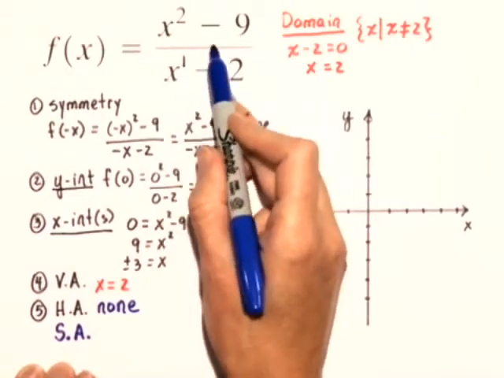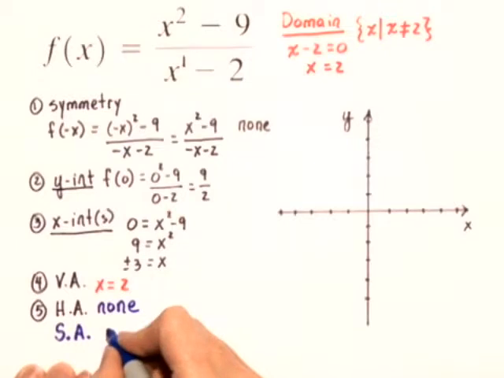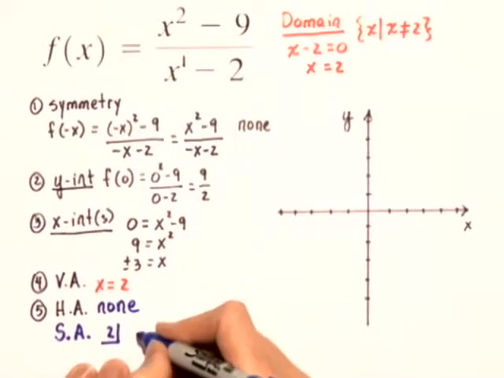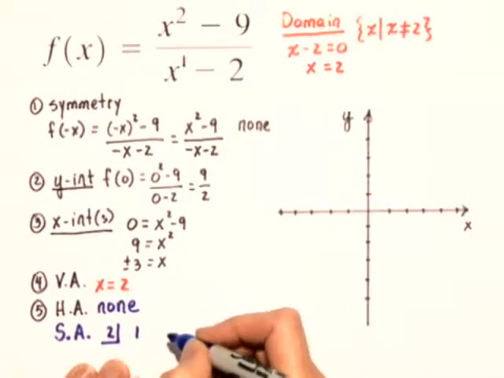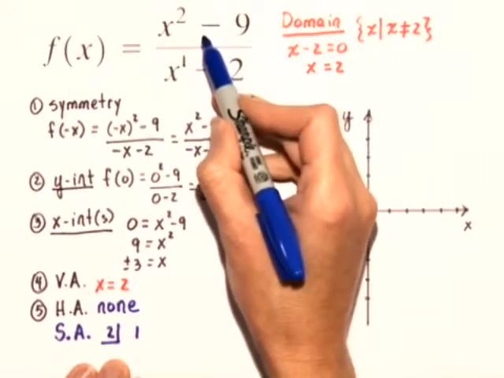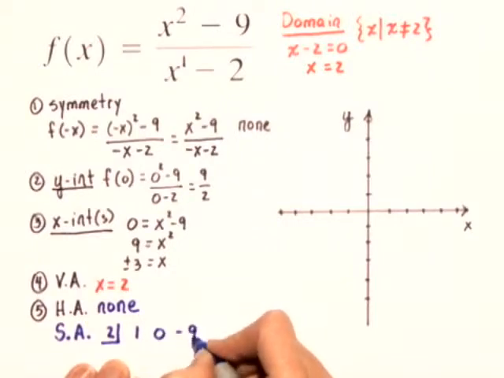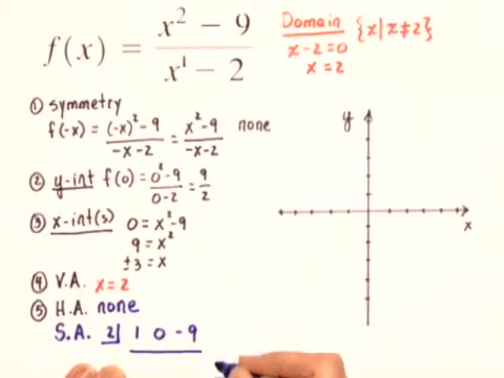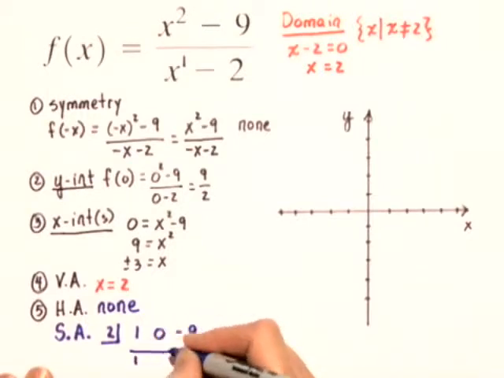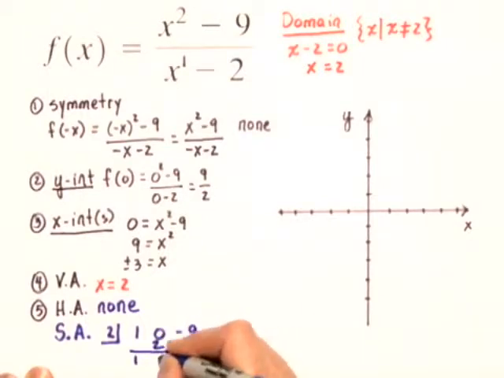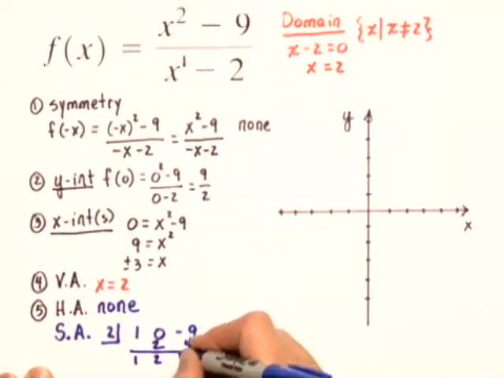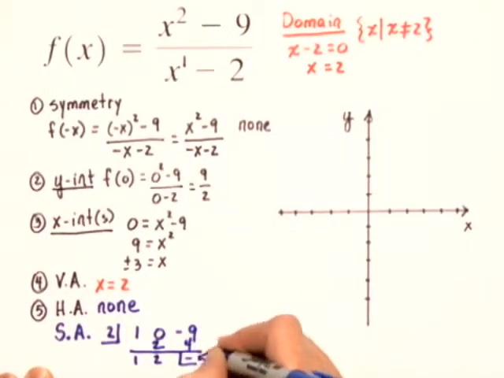Since we're dividing x squared minus 9 by x minus 2, we'll put 2 that we're dividing by, and we'll have the coefficient 1 for x squared. We need to place a 0 for our x coefficient, and then we have negative 9. And when we do this synthetic division, bring down the 1. 2 times 1 is 2. Add 0 plus 2 and get 2. 2 times 2 is 4, and we have a remainder of negative 5.